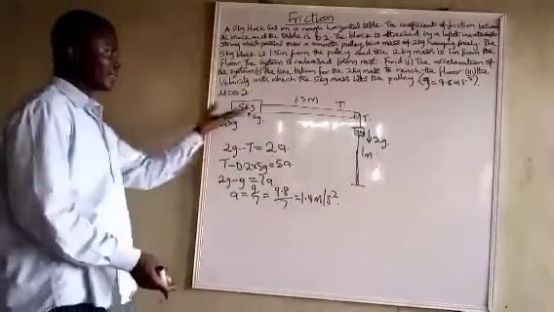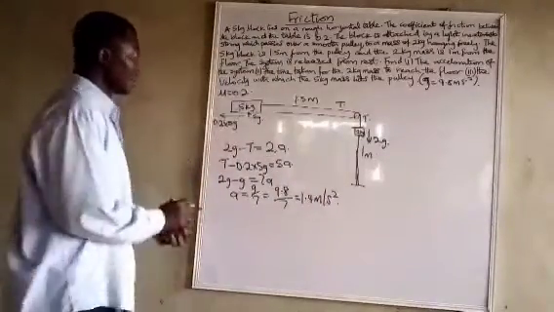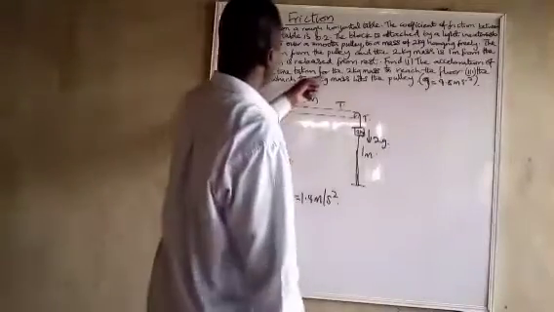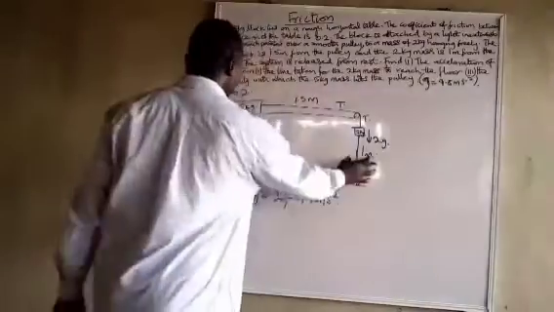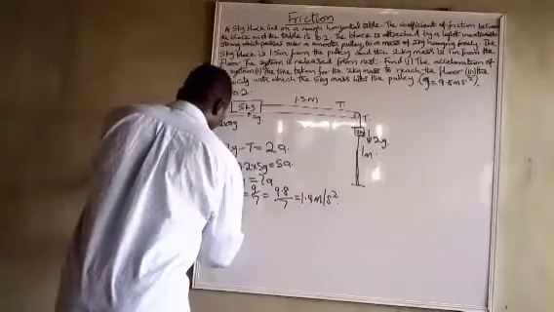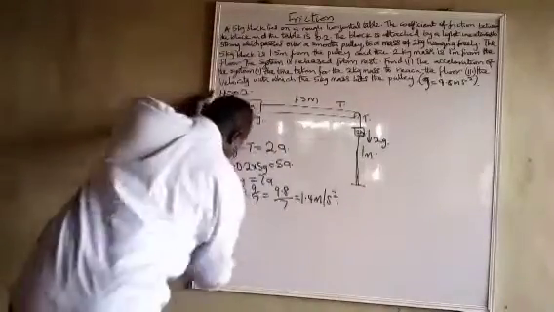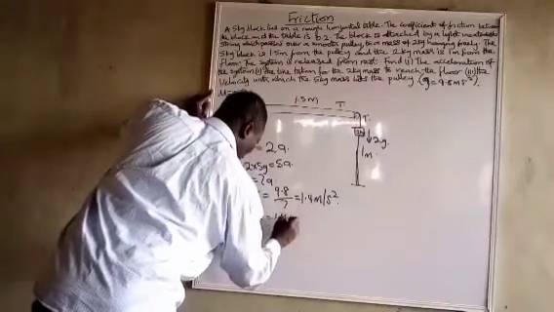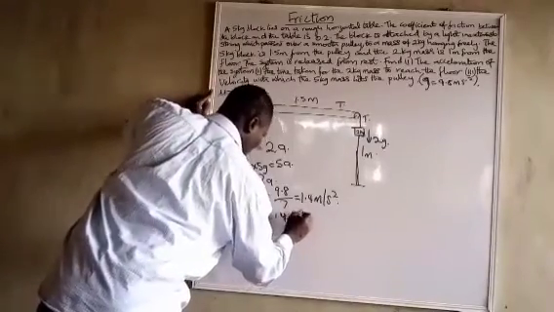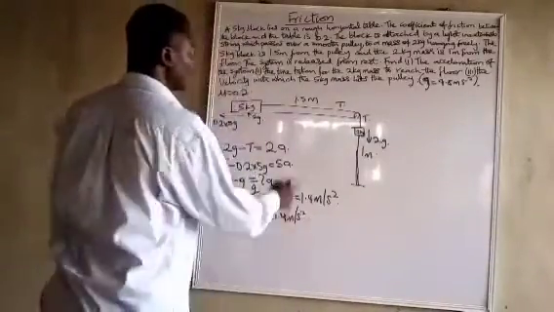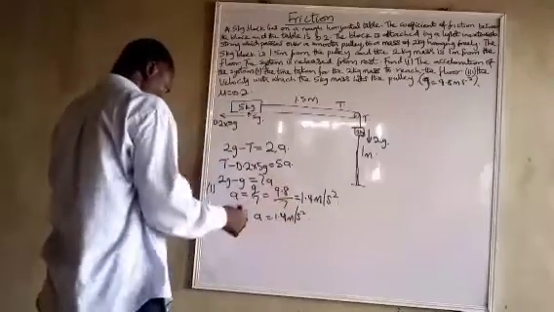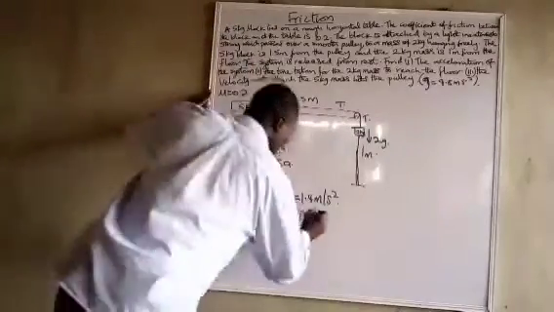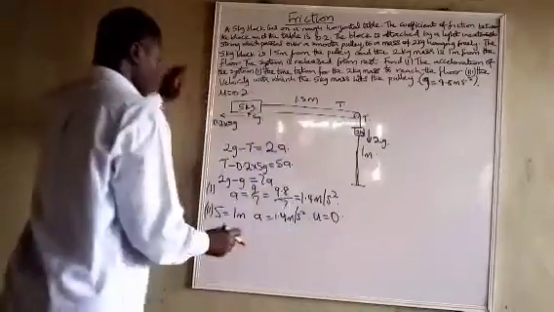The only force that acts against this thing is this. Since you have gotten that, we are now asked to find the time taken for the 2 kilogram mass to reach the floor. The distance for this one is 1 meter. A is 1.4 meters per second squared. So, for time, the initial velocity is 0. So u equals 0.